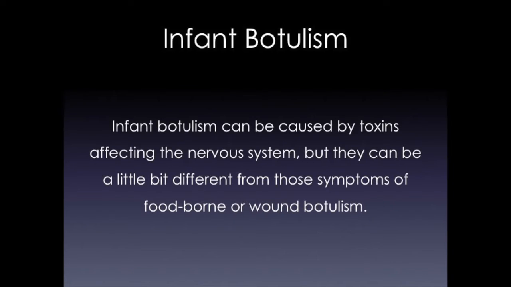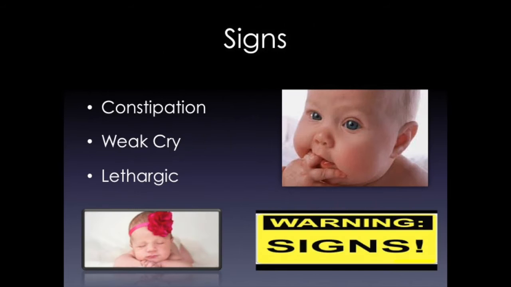Infant botulism can be caused by toxins, the same as the other two types. This affects the nervous system. The signs and the symptoms can be a little bit different from those of the foodborne or the wound-borne. So the top three to look for are constipation, a weak cry, or they're becoming lethargic. So they're having a hard time using those muscles to either use the restroom or to cry, or they're just having a hard time moving, so they're becoming lethargic.